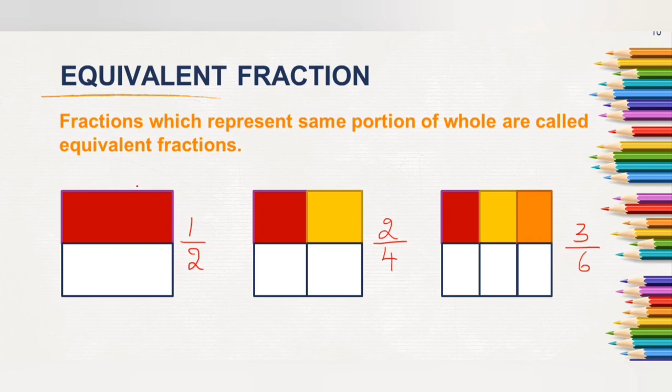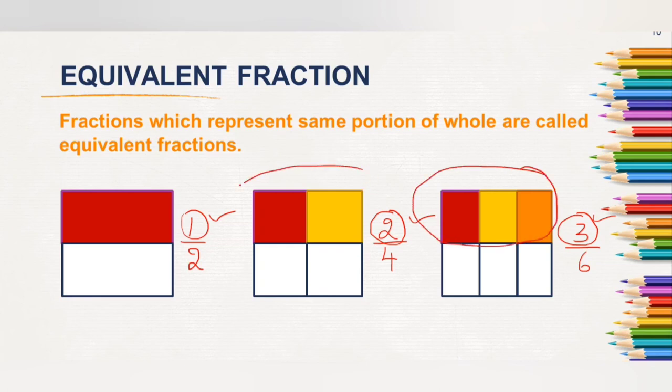So, out of one whole, it has been divided into two equal parts and one part is considered. And here, out of one whole square, it is divided into four parts and two parts are considered. Means, if you get one part here, it is the same, and if you get two parts here, it is also the same, and if you get three parts, it is also the same part. Yes, the same part you will be getting. And this is called equivalent fraction. One more example we'll see.